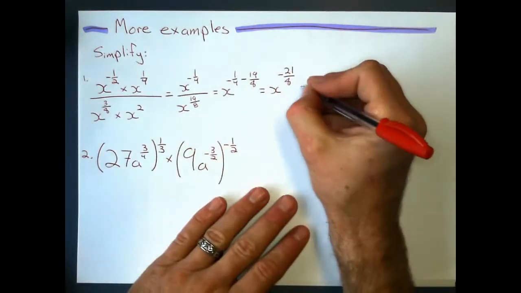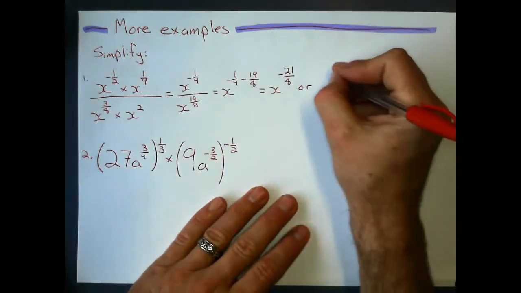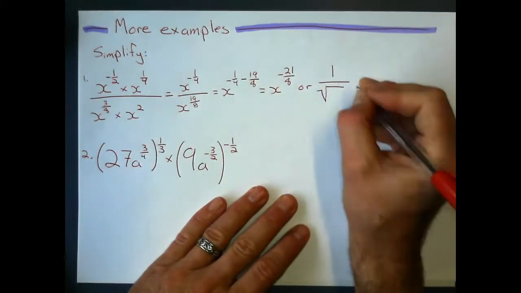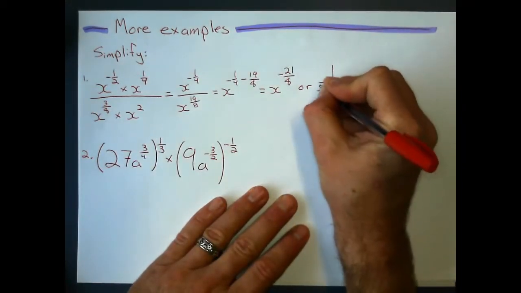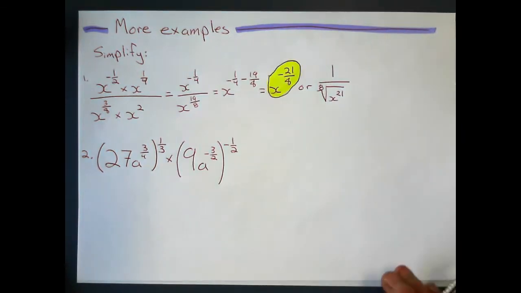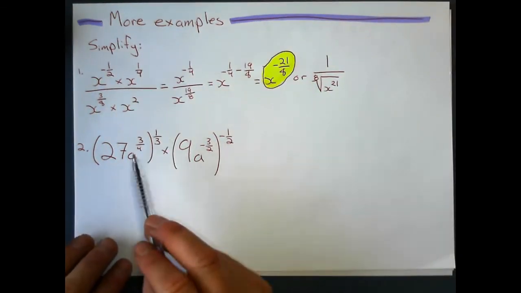I could leave it like that if I want to. You know, that's fine. I didn't say what form to put it in. Or I could put it in radical form. 1 over the 8th root of x to the 21. I circled that one because that's more calculus friendly.